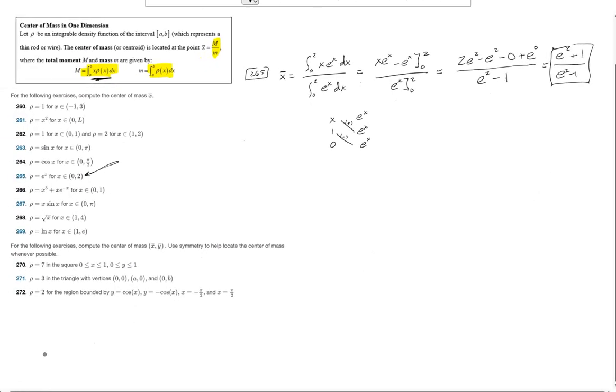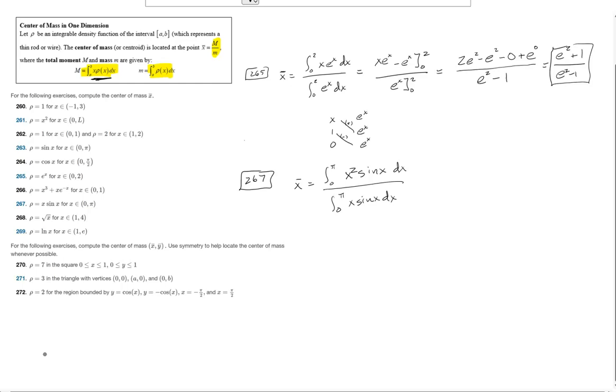Now looking at 267, again, we're finding x bar, which is going to be the integral from 0 to pi this time of x times x sine x, right? x sine x is our rho function, dx, over the integral from 0 to pi of just x sine x dx. Of course, the numerator we can write as x squared, so I'll change that.